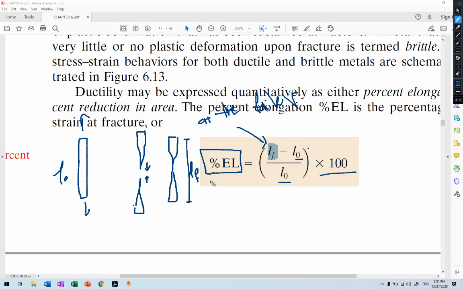There is another way to calculate. They call it percentage area reduction, the area as well. But this is more convenient for people to find in the lab. When I was in university, we did this one. We test the steel, we put it in the machine. Test is over. We got two things.